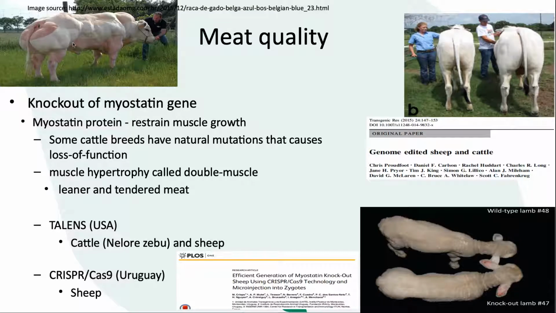So that mutation causes a loss of function. The animals have muscle hypertrophy, what we call double muscle. Some groups in the US and in Uruguay use genome editors, TALENs and also CRISPR, to knock out the genes. If you look at the picture on the right side, we have a Nelore one. This is a Zebu beef breed with the knockout of this gene.